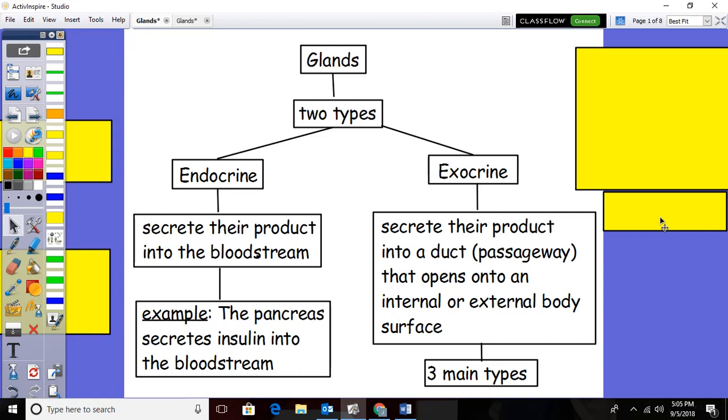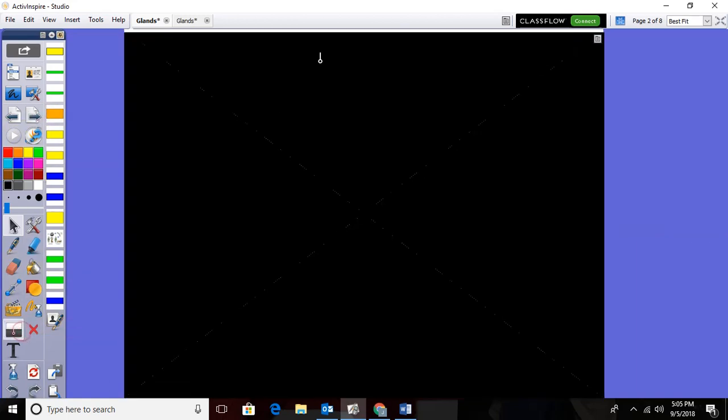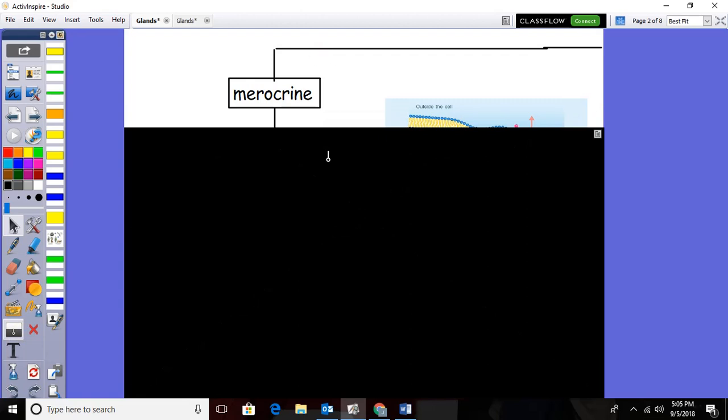We're going to go all the way over to the left and start off with merocrine glands. Like I said, these are three types of exocrine glands, and merocrine are the first we're going to talk about. What all three have in common is that they all secrete their product into a duct or a passageway. How they're different is how that product gets in there.